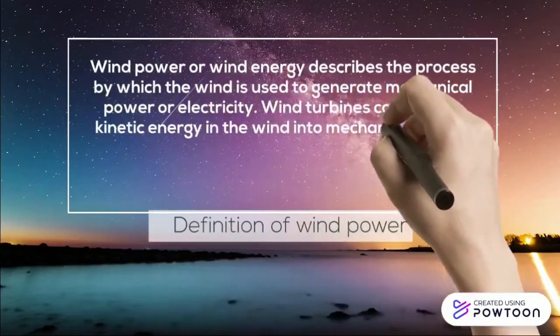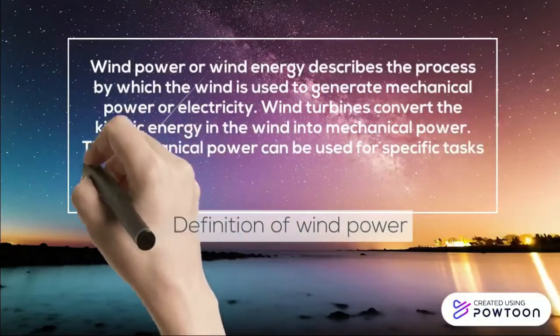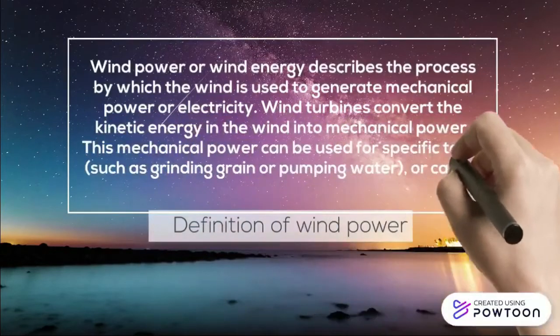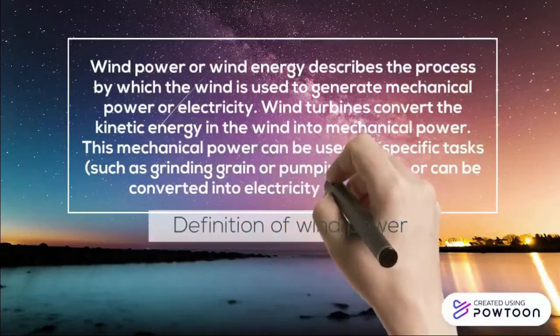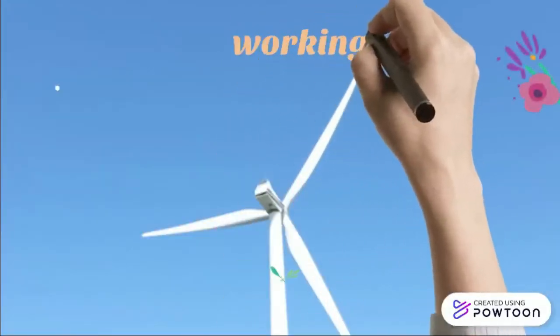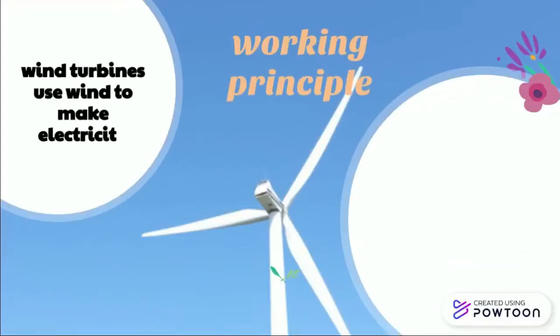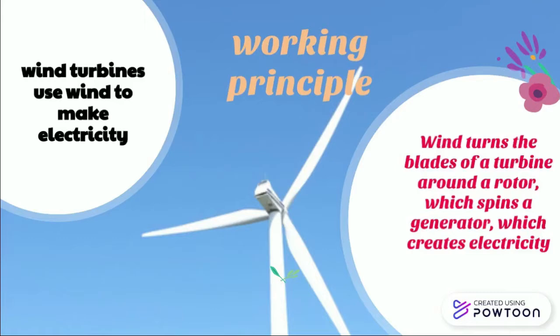Wind turbines convert the kinetic energy in the wind into mechanical power. This mechanical power can be used for specific tasks, such as grinding grain or pumping water. Nowadays, it can be converted into electricity by a generator. Wind turbines work on a simple principle. Instead of using electricity to make wind, like fans, wind turbines use wind to make electricity. Wind turns the blades of a turbine around a rotor, which spins a generator, which creates electricity.